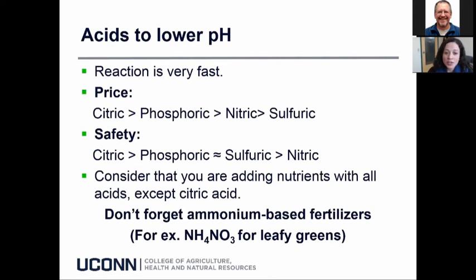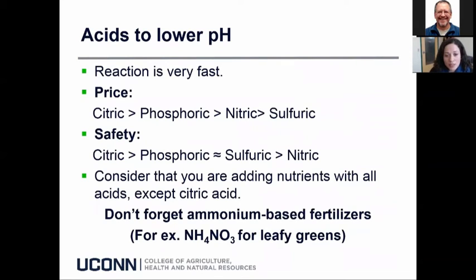When we try to use criteria for selection, one is price. Citric acid tends to be the most expensive, sulfuric the least expensive of all. So within that range, you can pick the one you use. The big benefit of citric acid is that it doesn't provide additional nutrients, and then it's on the safe side.